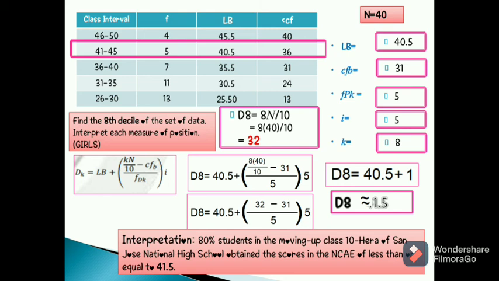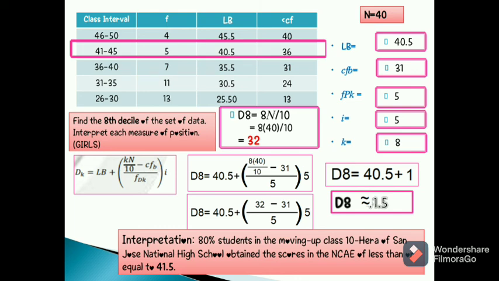Okay, first thing to remember are the guide questions. So if we have already the problem, we have to look for if it is on group or ungrouped data, and then what is the measure of position being asked, and then if we have already that too, then we have to find the process or formula to be used to be able to come up with the right answer. And then in the end, we are going to interpret.